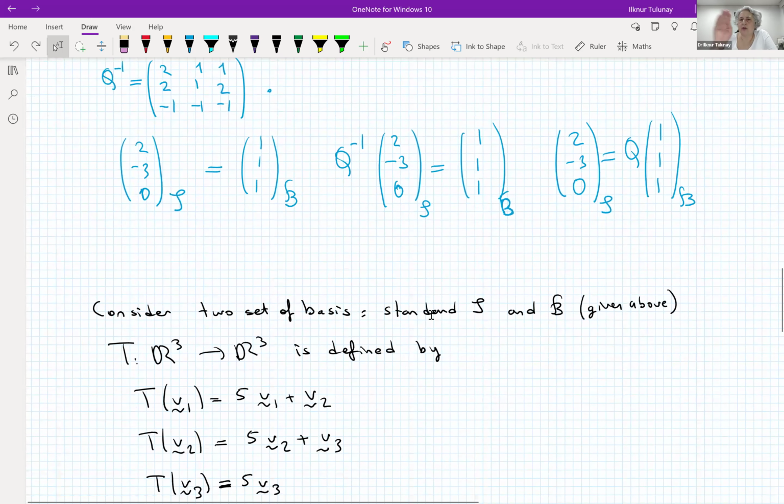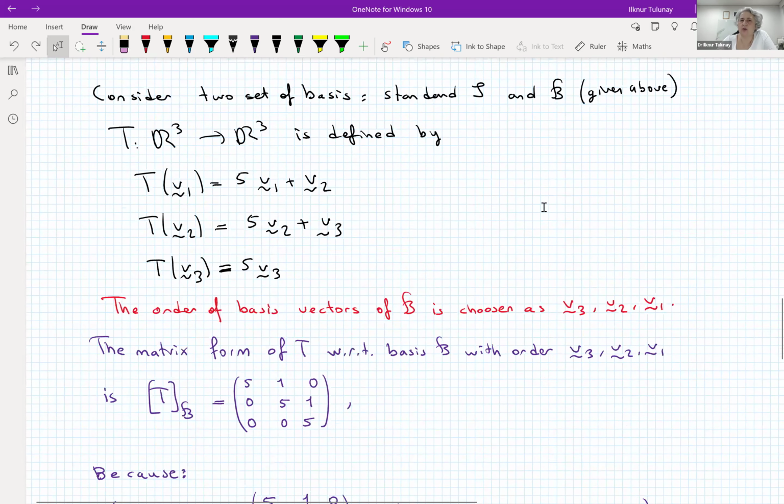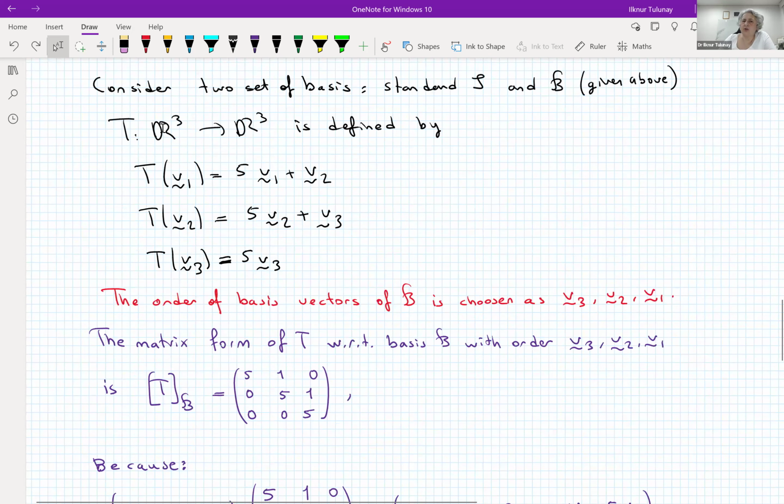Now we consider two bases, S and B, which are given. This is question 24, and T is a transformation from R3 to R3 defined this way. T V1 is equal to 5 V1 plus V2, T V2 is defined as 5 V2 plus V3, and T V3 is defined as 5 V3. The order of the basis vectors in this question is chosen as V3, V2, V1. This is given in the question, so we are working this way.